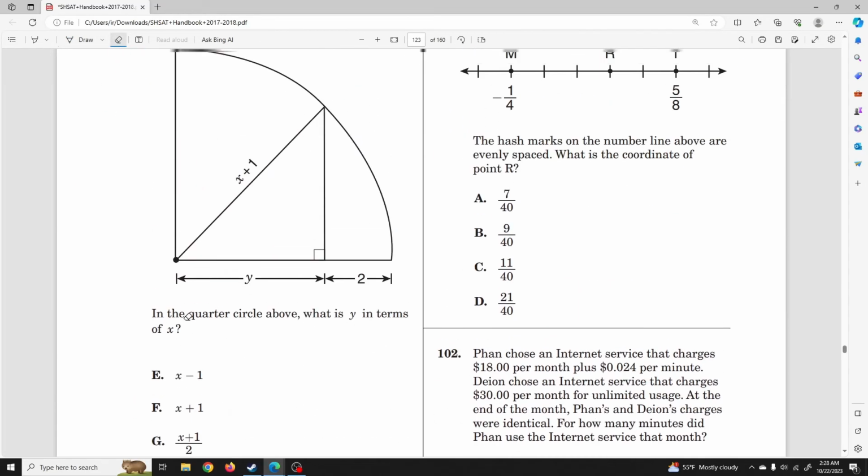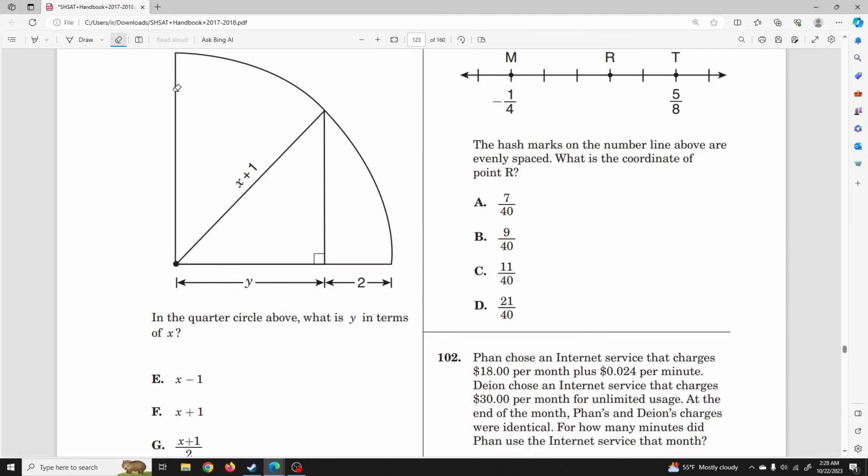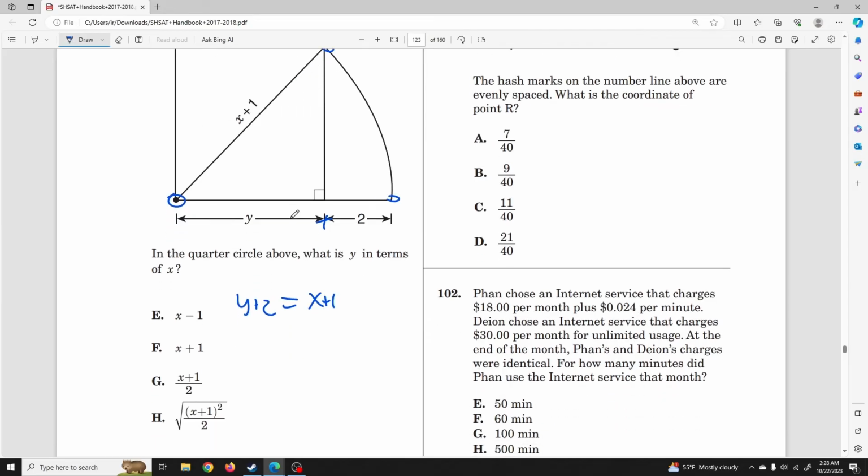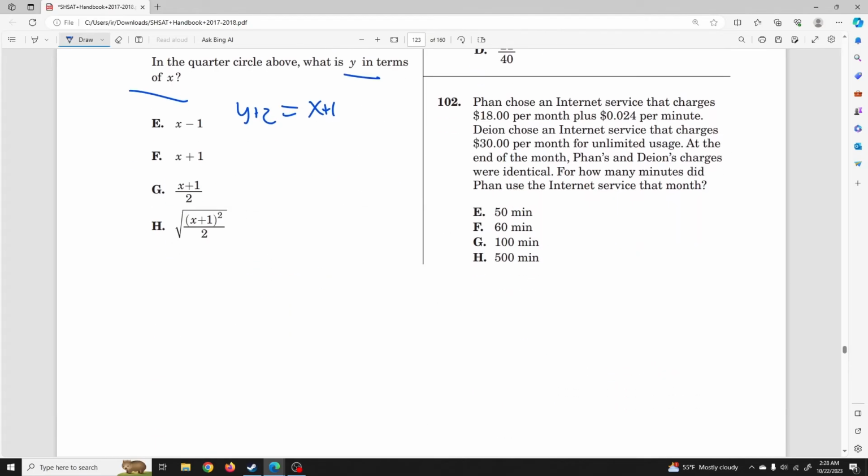Moving on to 100, it says in the quarter circle above, what is y in terms of x, right? So the trap here is you're going to do Pythagorean theorem. Don't do that, right? Because we don't know what the height is. What we do know is that y plus 2 is the radius, and we know that x plus 1 is also the radius, and we know that the radius in a circle never changes. It's always going to be the same. How do we know it's a radius? Because we know that x plus 1 goes from the center to the end, and y plus 2, or y and 2, goes from the center to the end. So it's asking us what is y in terms of x, so just solve for y. Y is equal to x plus 1 minus 2, so y is equal to x minus 1.